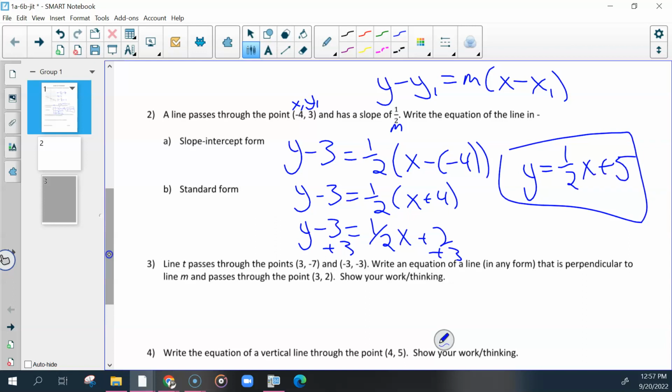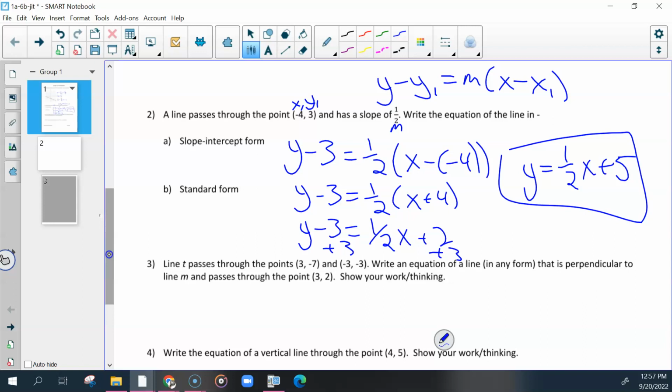So if you got that, good job. If not, double check your work. Make sure you're not just putting in this y value. I saw some of that. Because that's not your y-intercept. Two different things. Questions about that one?